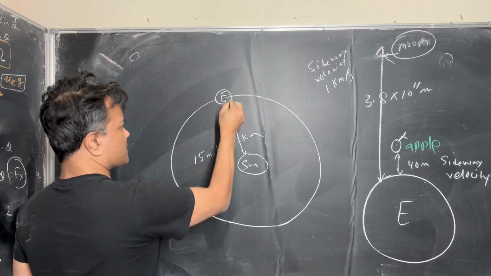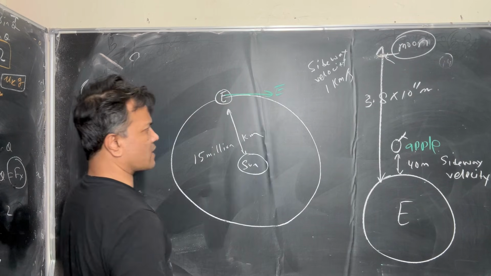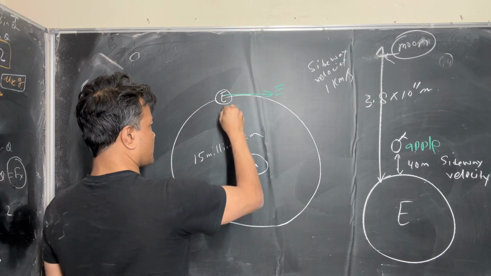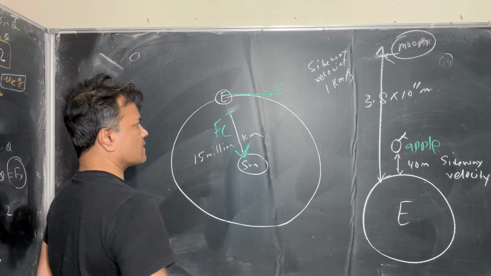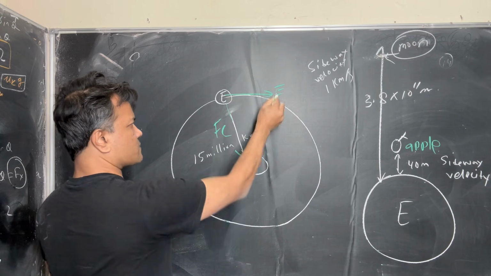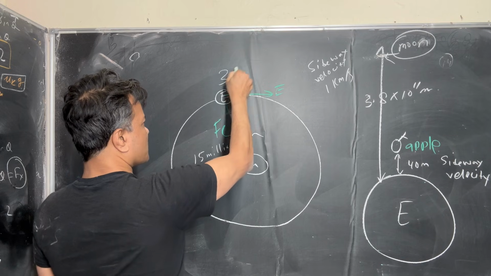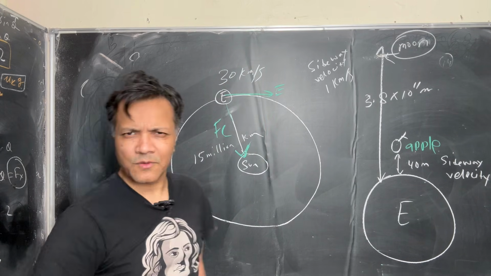So this is the Earth, with its tangential velocity, or sideway velocity, and this we're just going to call the centripetal force. The Earth's sideway velocity and centripetal force come from gravity. The Earth's sideway velocity is about 30 kilometers per second, I believe. Not 100% sure. Okay, where does the sideway velocity come from?